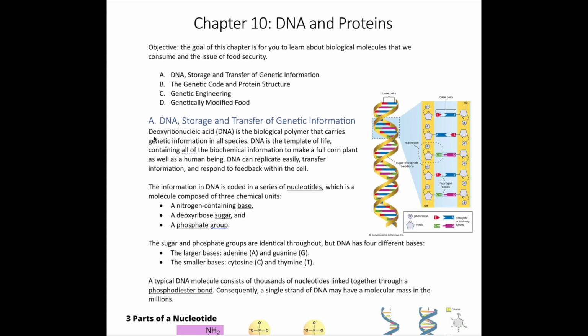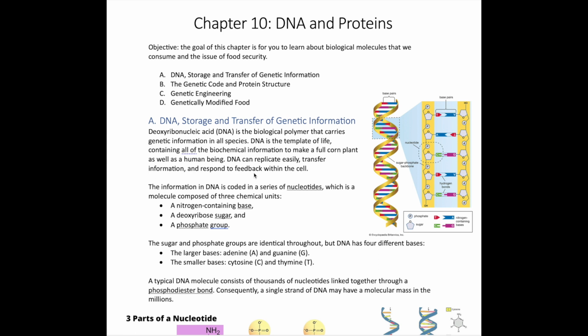DNA stands for deoxyribonucleic acid. It's a polymer that carries all the genetic information in all the species that we know of, and it contains the information to make a full corn plant all the way to a human being.